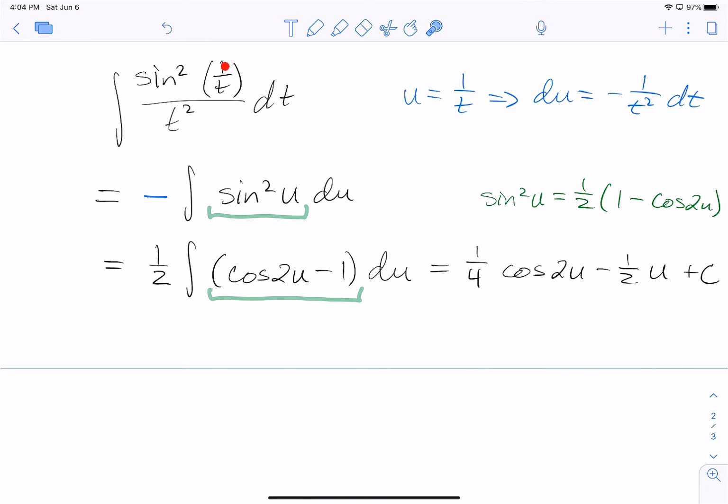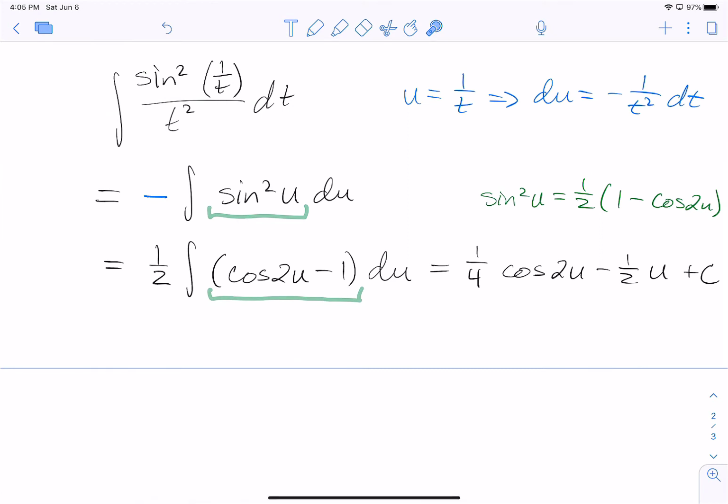Since we have sine squared of 1 over t, it made sense to me to let u equal 1 over t, and du is equal to then negative 1 over t squared dt. So by multiplying and dividing by a negative 1, we can substitute and our integral becomes negative integral of the sine squared of u du.